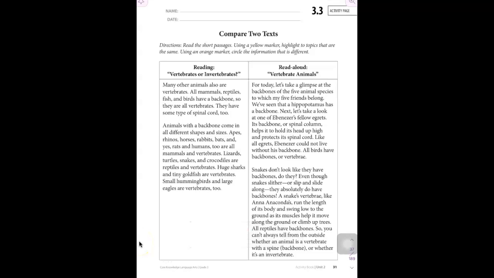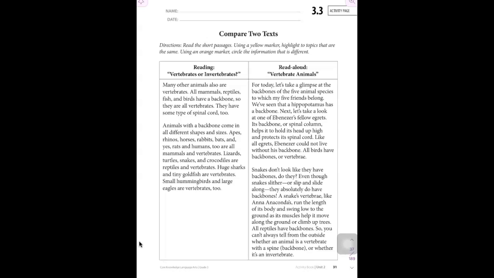This is Activity Book 3.3, page 31 in your book. We are going to be comparing two texts. The directions say, read the short passages. Using a yellow marker, highlight the topics that are the same. Using an orange marker, circle the information that is different.